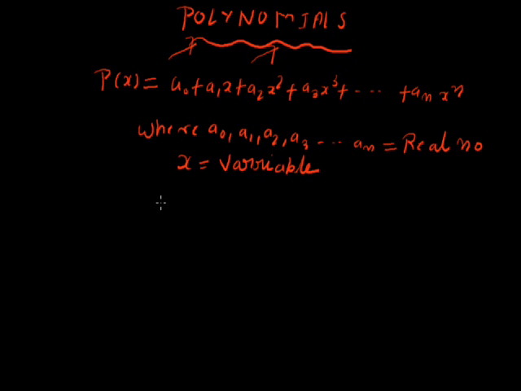Now if we observe the terms of this polynomial, we see that the exponent of the variable in which our polynomial is defined is a whole number. If we look at the first term, the exponent of x is 0. If we observe the second term, the exponent of x is 1. And the third term, the exponent of x is 2. Here the exponent of variable x must be a whole number. So we can write index or exponent must be a whole number.